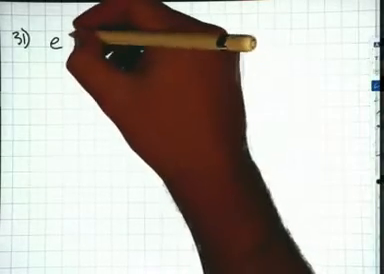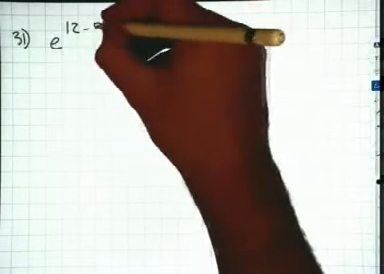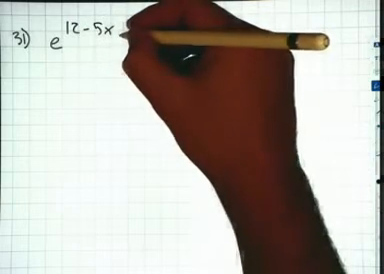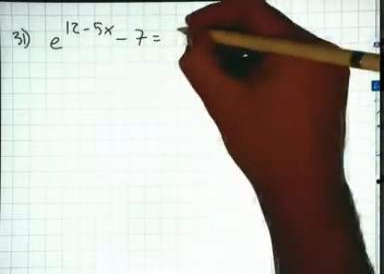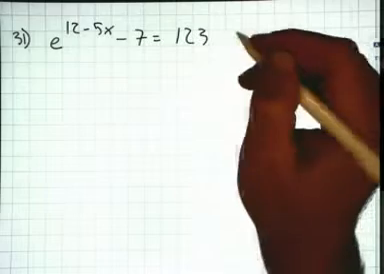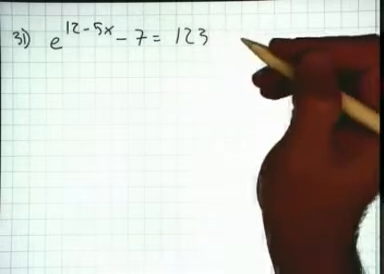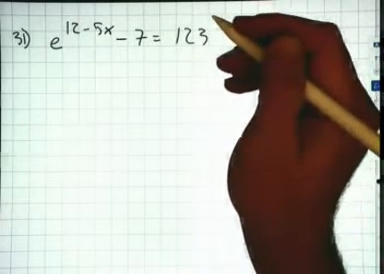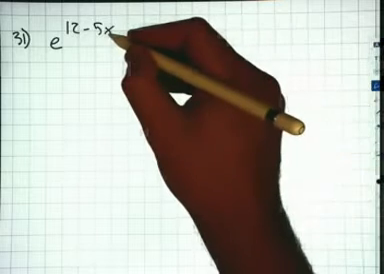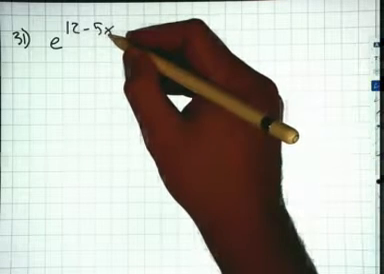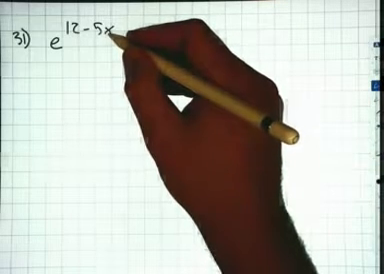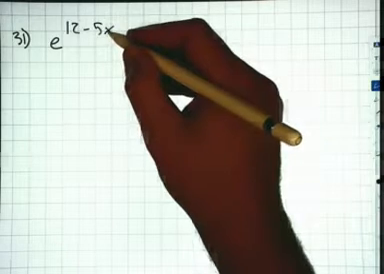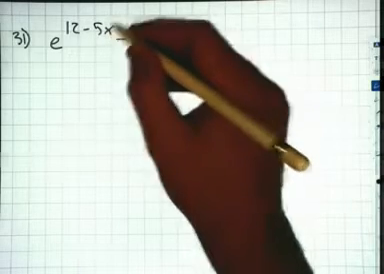E raised to 12 minus 5x, minus 7, is equal to 123. So when I look at this equation, I don't like the fact that that variable is up there in the exponential position. So how do I bring it out of the exponential position?